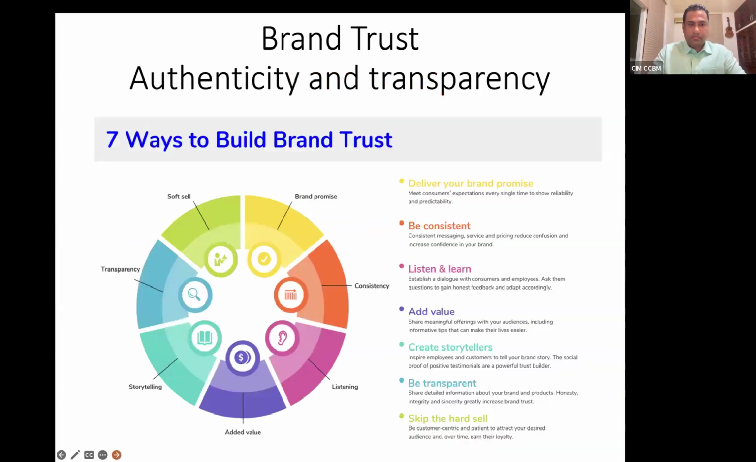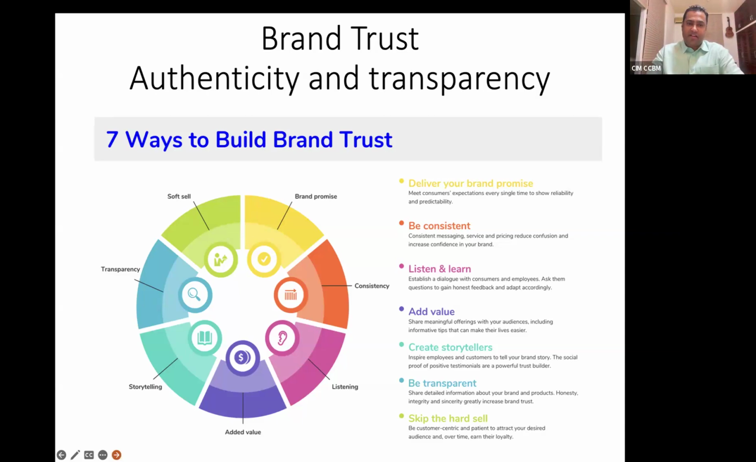Brand trust, authenticity and transparency. Now, this is about the credibility of the brand. So if you have a trustworthy brand, your job is done selling the brand, because you don't need to sell. People will rely on your brand. They will come and demand your brand, ask for your brand. That is the authenticity, the transparency, the trust we're talking about.